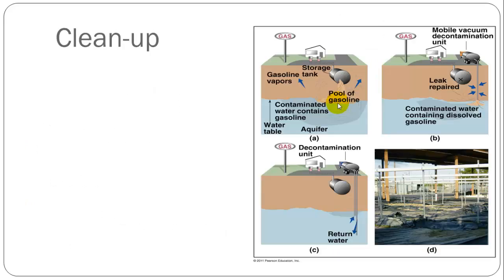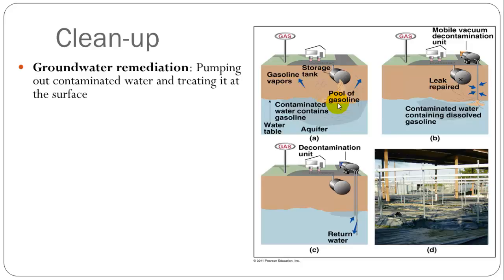Now, a lot of damage has been done by toxic spills, whether by accident or on purpose, creating areas that need a lot of help. So one of the things we do is called groundwater remediation, where you pump out contaminated water and treat it at the surface to try and create an uncontaminated water source again.